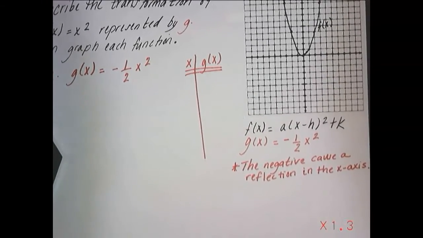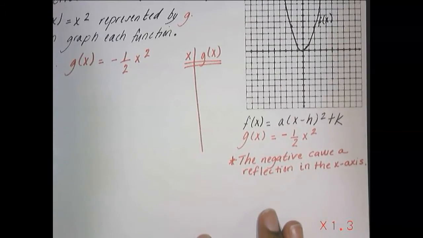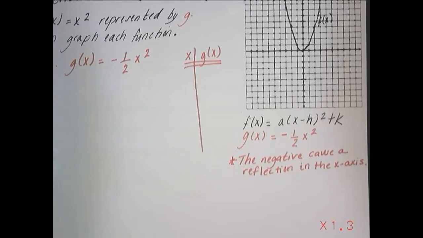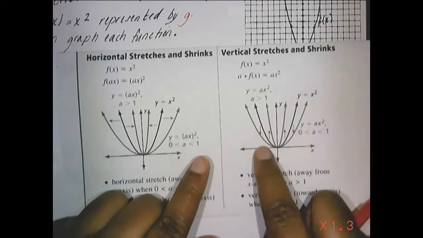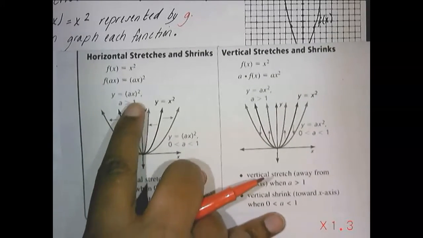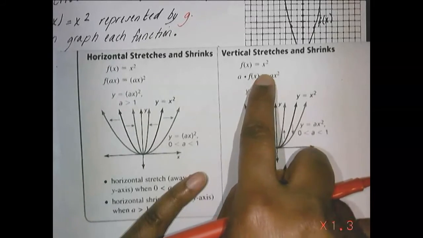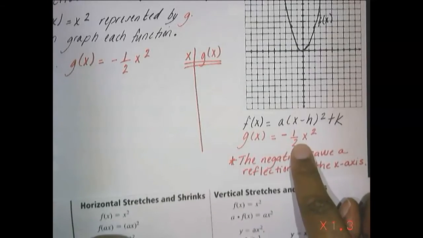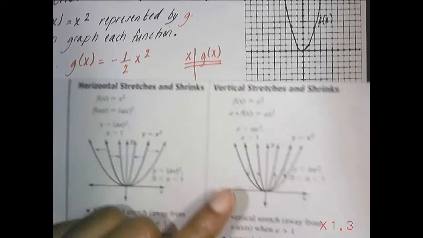Then the other thing that happens is that we have a half there. Okay, so you see that half. Now, when we compare the half, I'm going to cover it up for a second. What we have here is horizontal and vertical stretches and shrinks. Now, what I want you to notice is that that half is not in any parentheses or anything like that. So what that does is cause us to be on the vertical side.